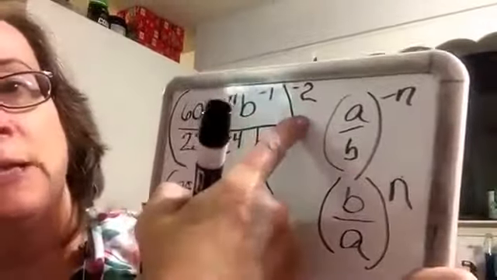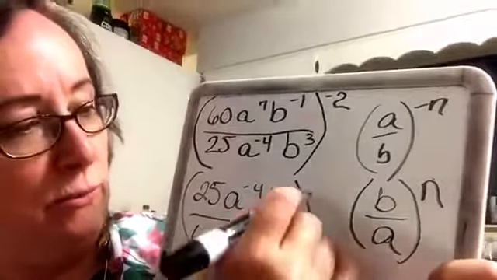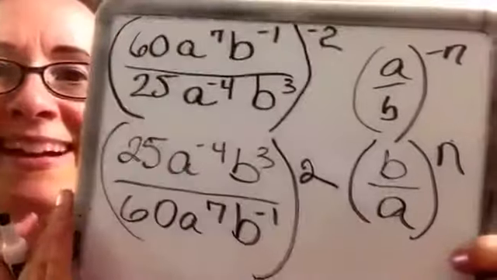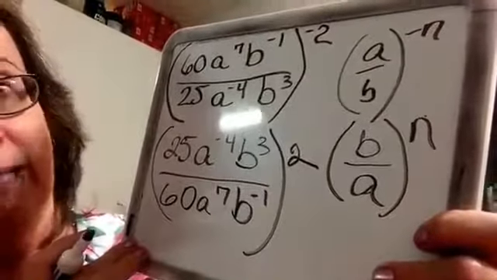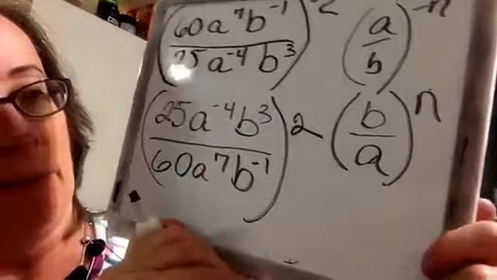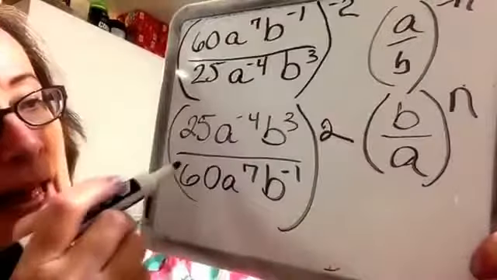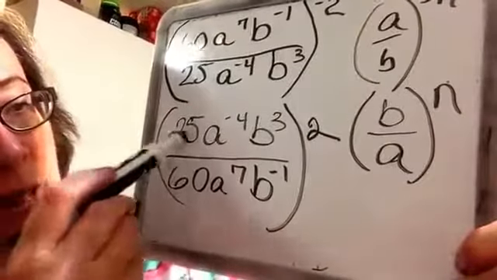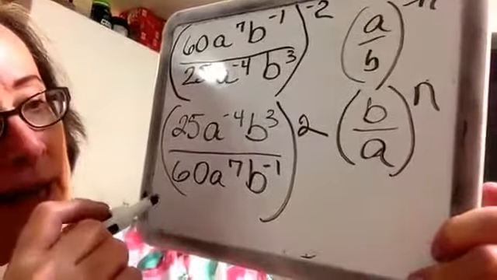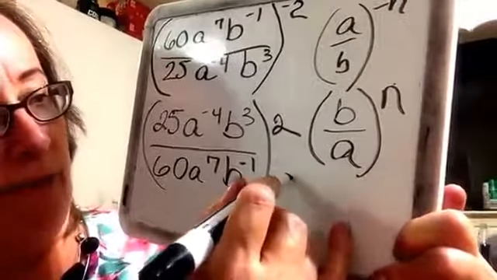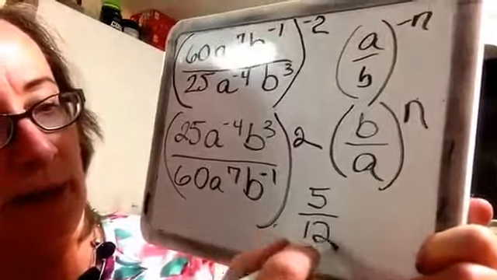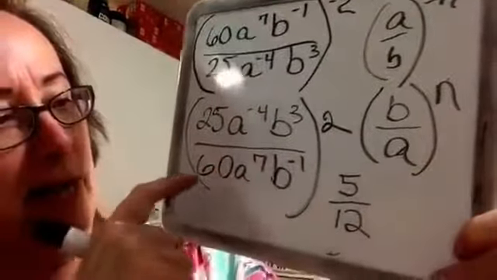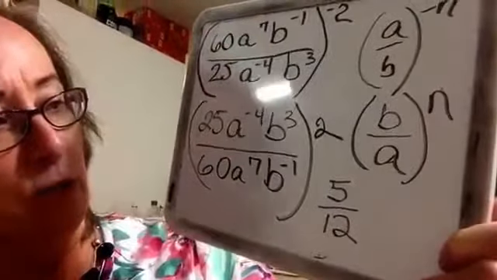Now it's going to be raised to the positive 2 there. Okay, so now we've got to clean up what's inside the parenthesis, and I can reduce both the top and the bottom by 5. And when I do, I'm going to get 5 over 12, because 25 divided by 5 is 5, and 60 divided by 5 is 12.